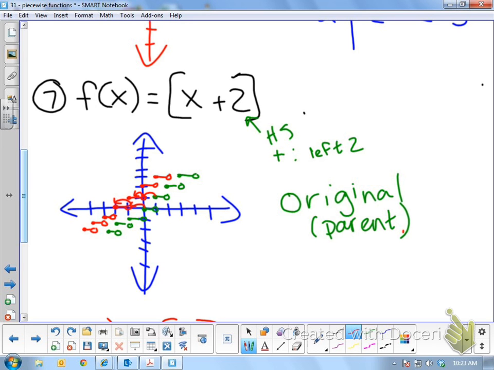If the number had been outside and we had a vertical shift instead, we'd move everything up 2 or down 2, or maybe 3 or 4, depending on what number they gave us. If this is my original and it said +2 outside, we'd go up 2 and just redraw it above where we're at. And we can do that with any picture, not just with the step function.